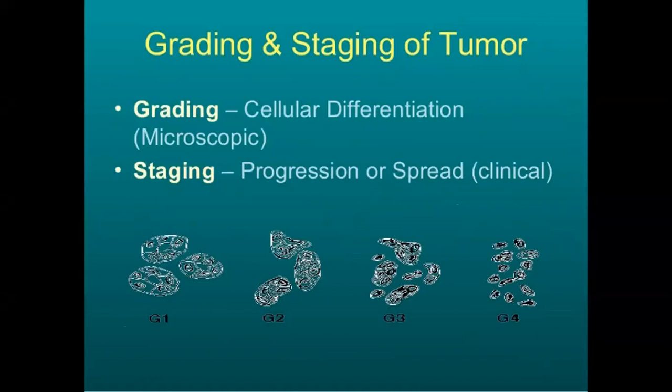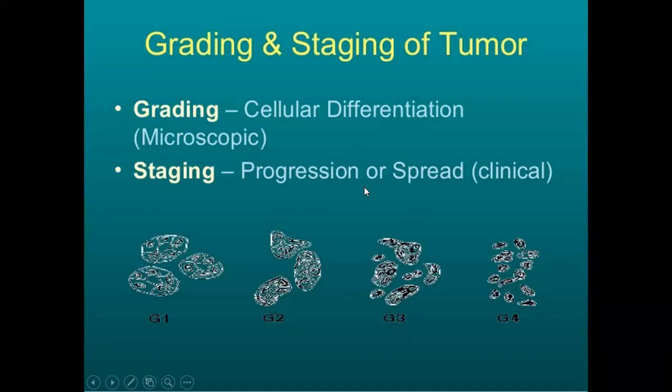So what is grading and staging? Grading is cellular differentiation on a microscopic basis. As we see, this one is grade one, so it is well differentiated, where we can differentiate the size and shape of the cell nucleus. When we move to grade two, somehow the size and shape of the cell is changed. As we further move to G3, there is further change in the size and shape of the cell, and the nucleus is also affected. And in grade 4, it is totally undifferentiated.